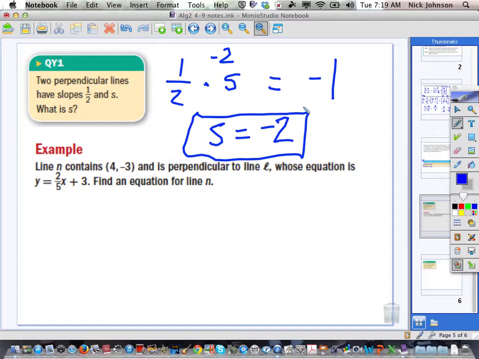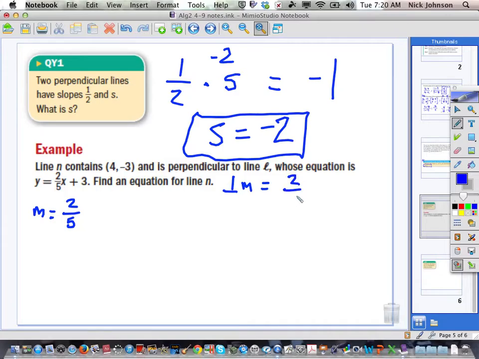Example: line N contains 4, negative 3, and it's perpendicular to the line L, whose equation is y equals 2/5 x plus 3. Find an equation for line N. Okay, perfect. The first thing we have to do is find our perpendicular slope. To find it, we take the slope of this line, which is 2/5.